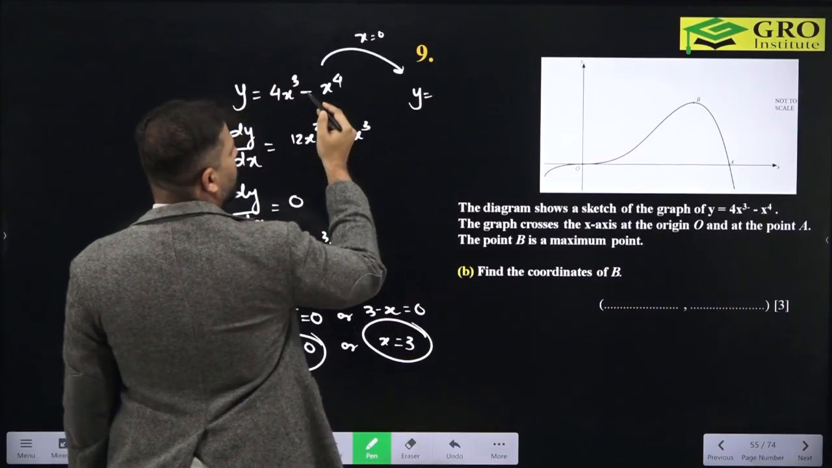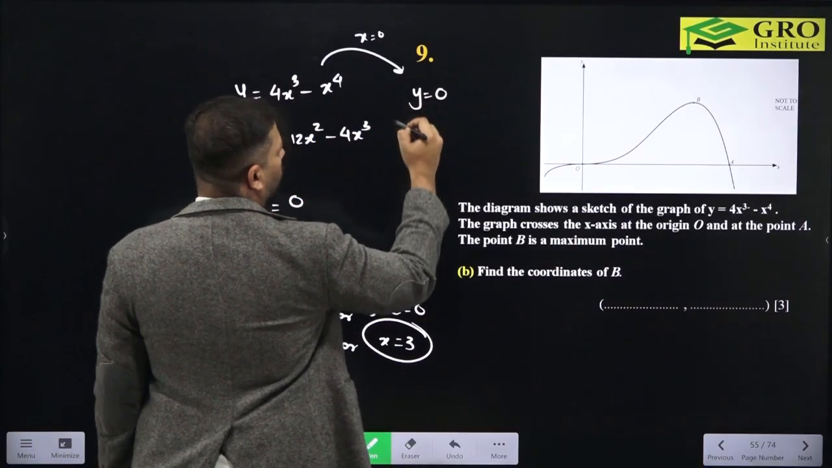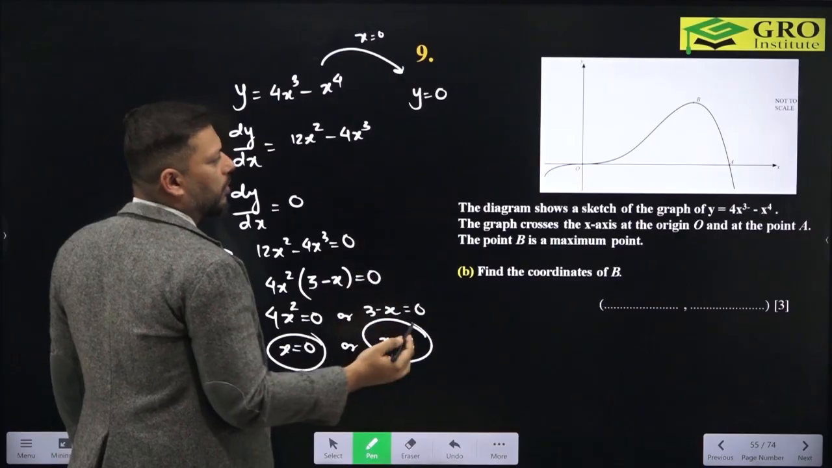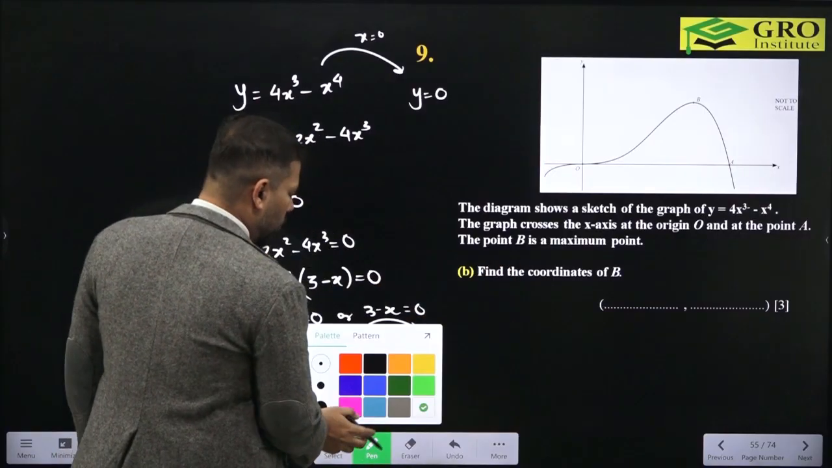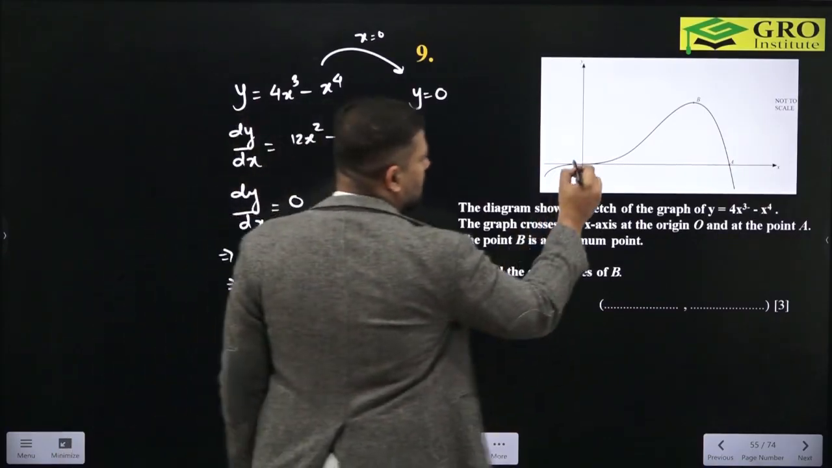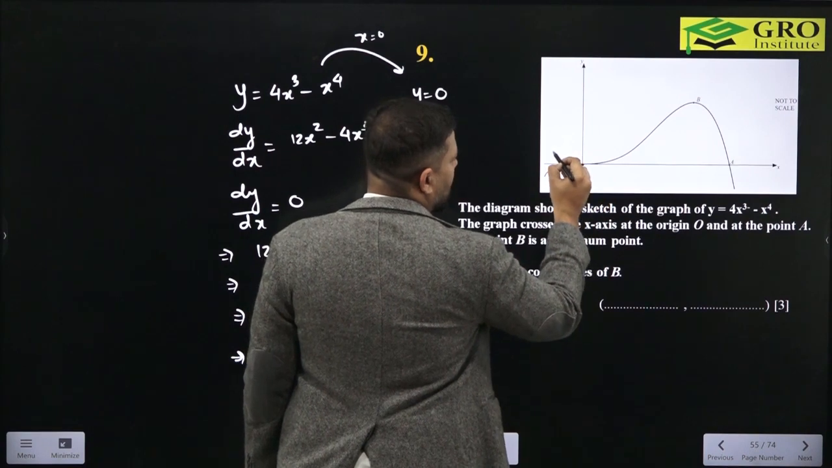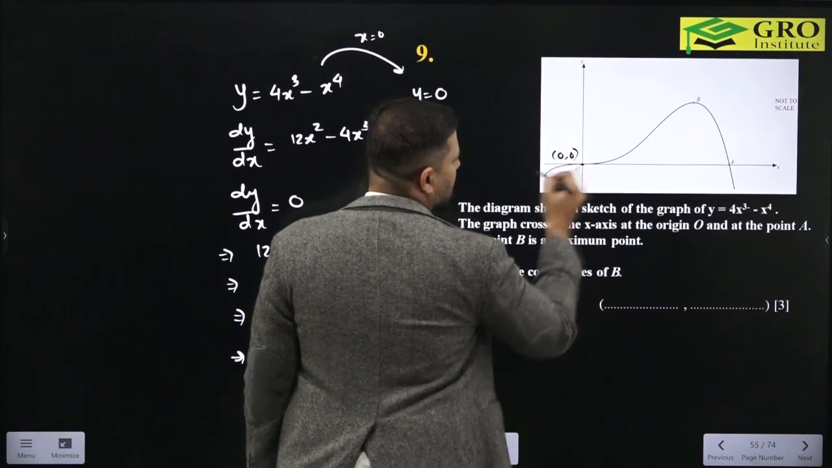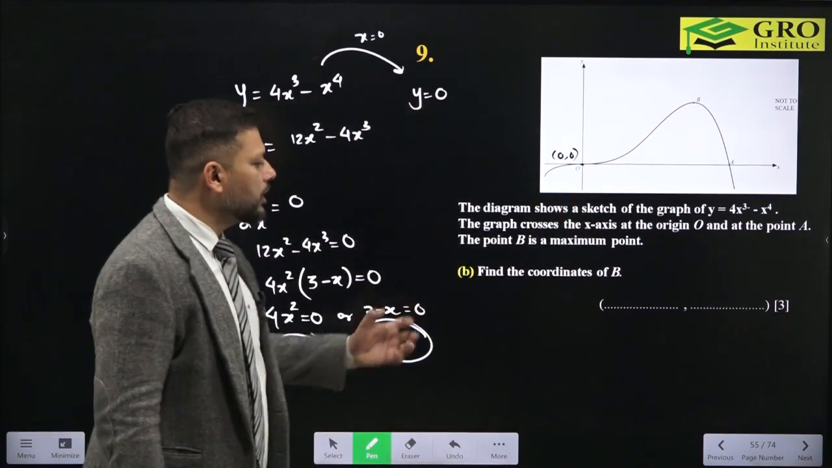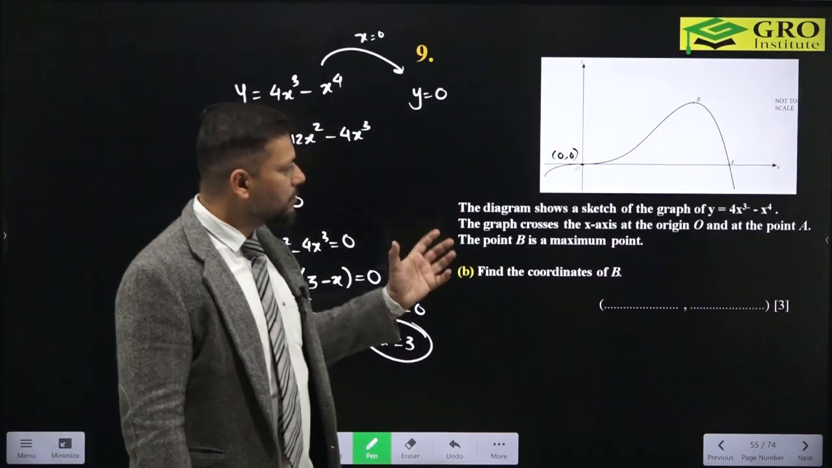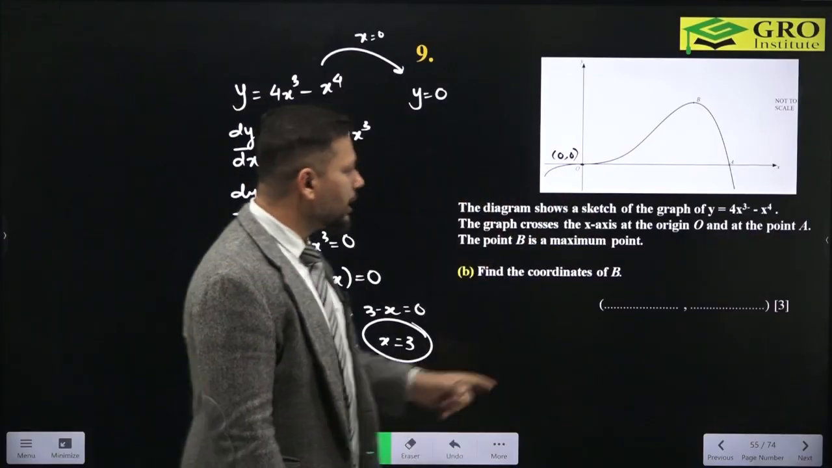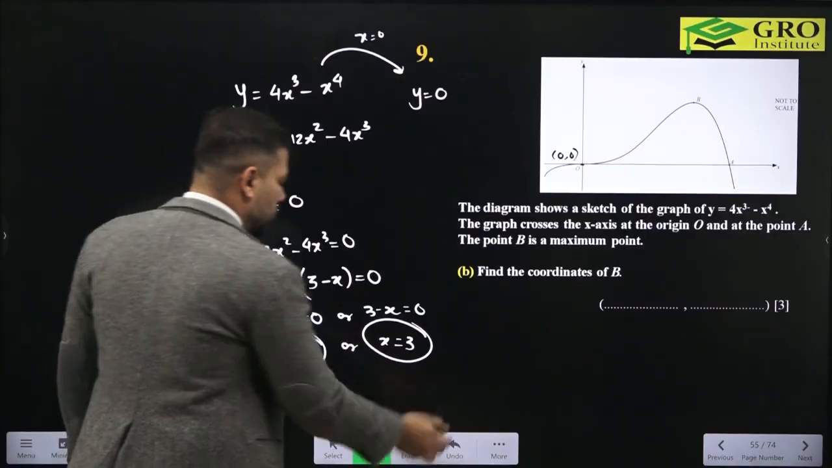We will get 4 times 0 minus 0, that will be 0. So x equals 0 comma y equals 0 is actually what point? We know that it is the origin. This point is 0 comma 0. So this is not the maximum point. We know that the maximum point is somewhere else. So for that maximum point, we will use the next value of x.